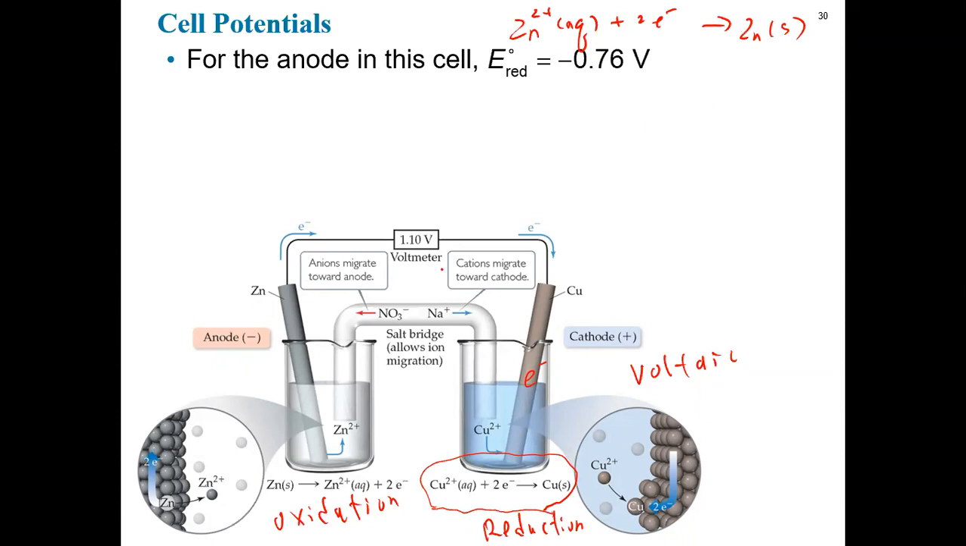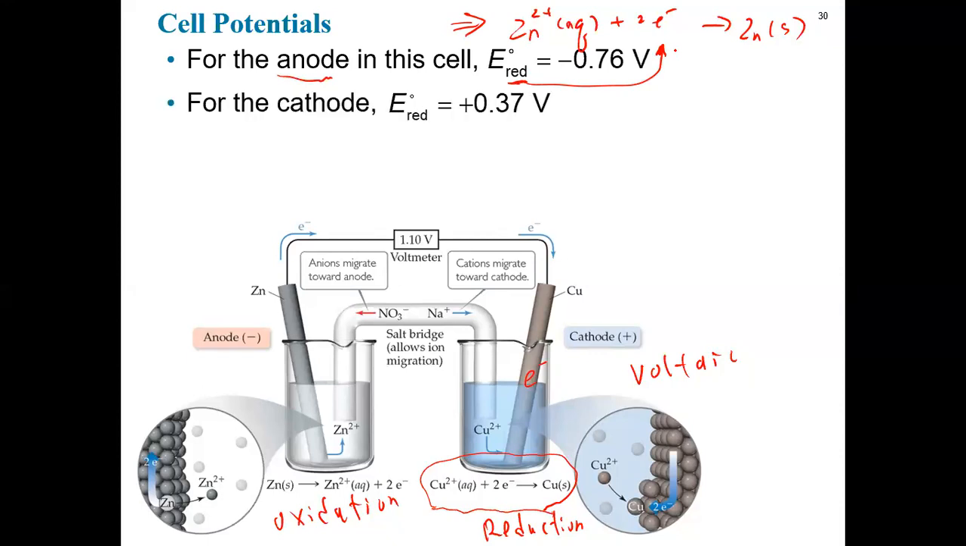Obviously this equation written here did not really happen in this cell. In this cell, this reaction happened oppositely. But we'll use this number for our anode. And also don't get confused by this one. This means reduction. Even though we know on the anode we have oxidation, we'll use this reaction's reduction potential to calculate our cell potential.